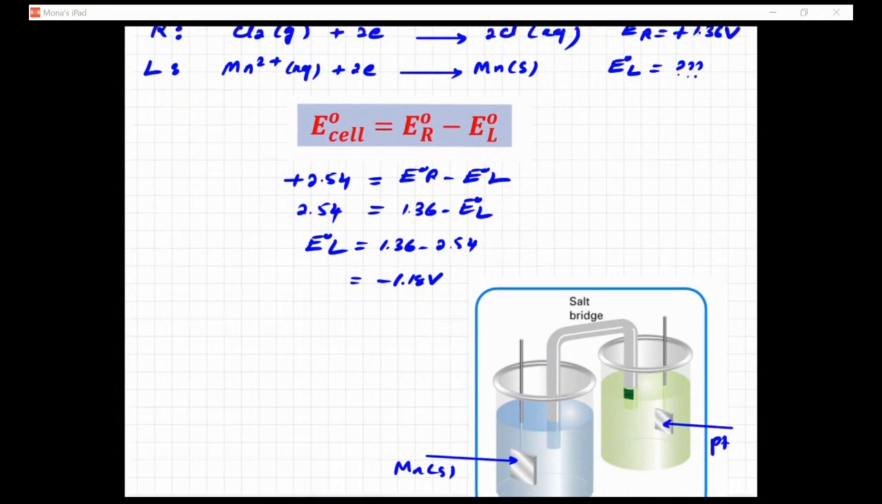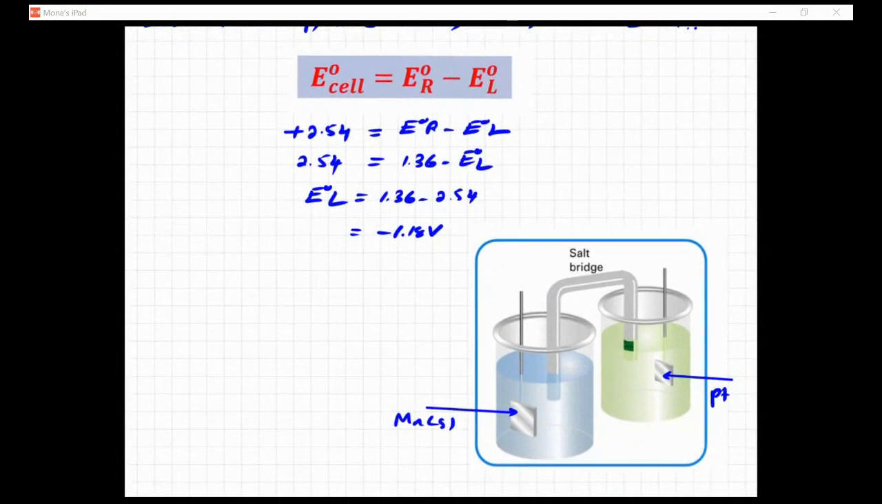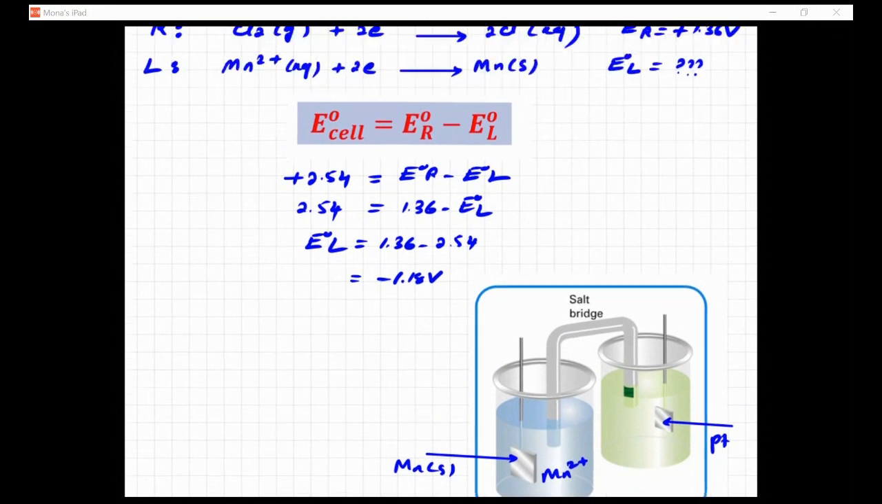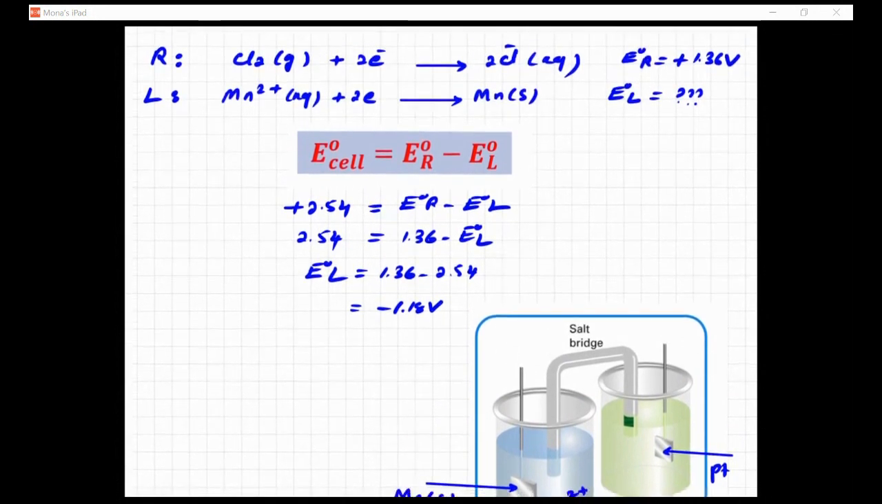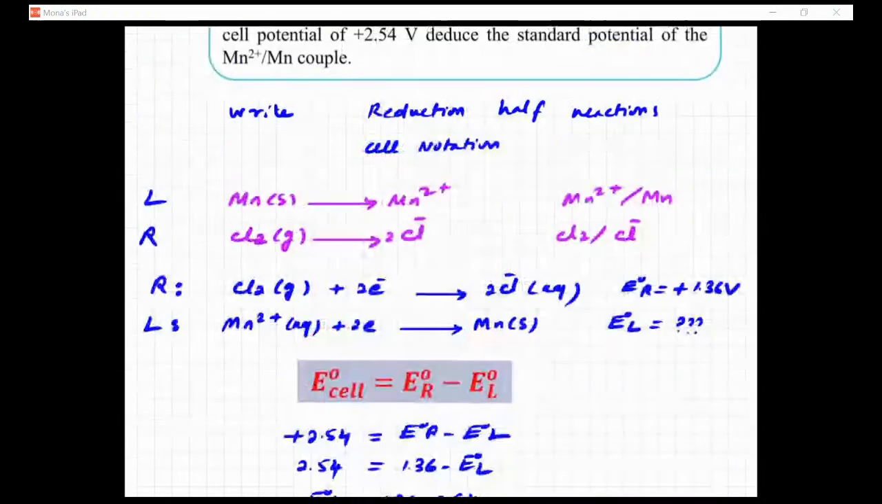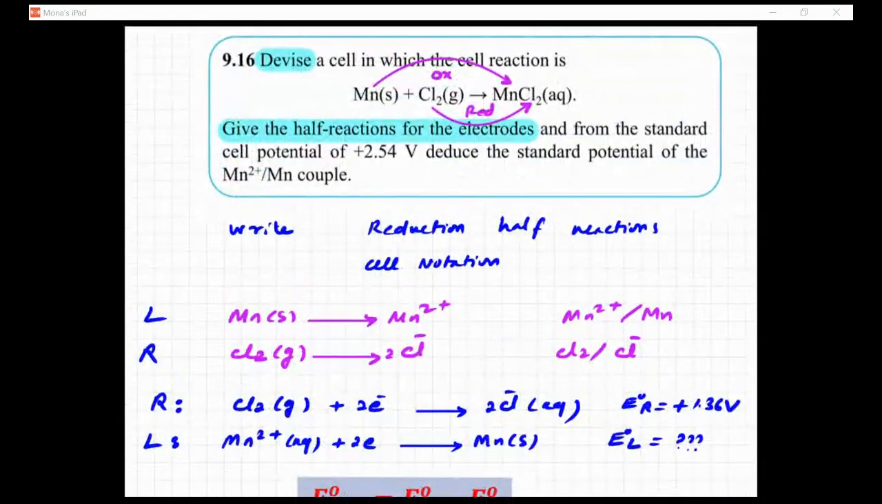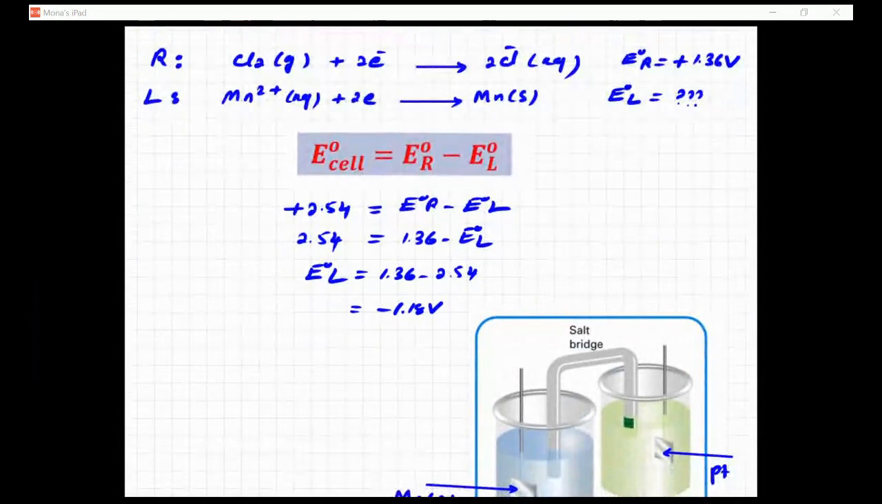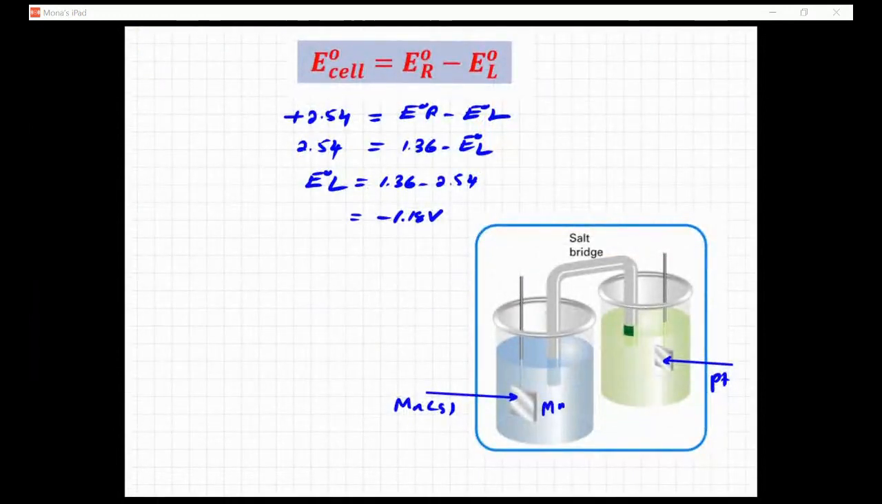So on the left it is Mn in solid. In the solution it is Mn2+. This is platinum. Of course, I have Cl2 and Cl minus. Now, as you could see here in the question, I have only one aqueous solution, MnCl2. It means I will have to add MnCl2 here, and MnCl2 here.